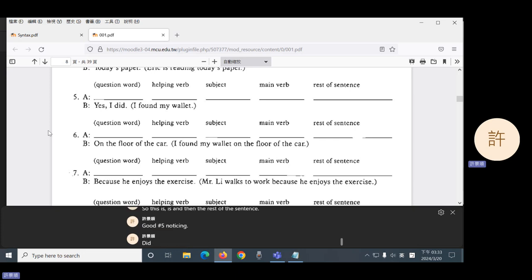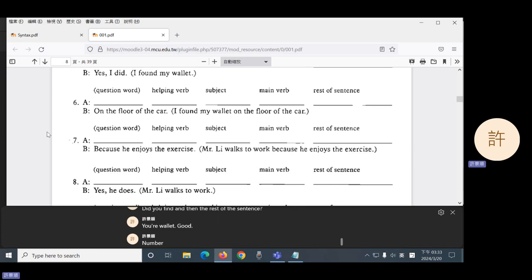Number five, Yao Ziqing. Did you find your wallet? Good. Question, yes or no. So it starts with a do. Past tense. So did. And then it's a question, so it's not I, it's you. Did you? The question word is empty. Did you find, and then the rest of the sentence, your wallet? Good.